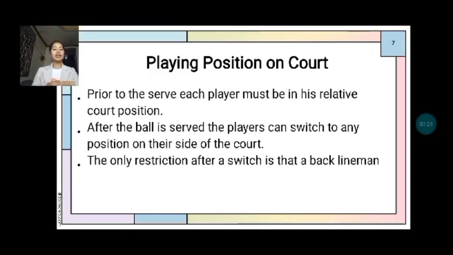Second, after the ball is served, the players can switch to any position on their side of the court. The best example for this is the libero and the setter. After the ball is served, the two players of the particular team can switch positions. The only restriction after a switch is that a back lineman. The third one is the opposite of the second playing position on court. In the second, you can switch; in the third, the back lineman is restricted.